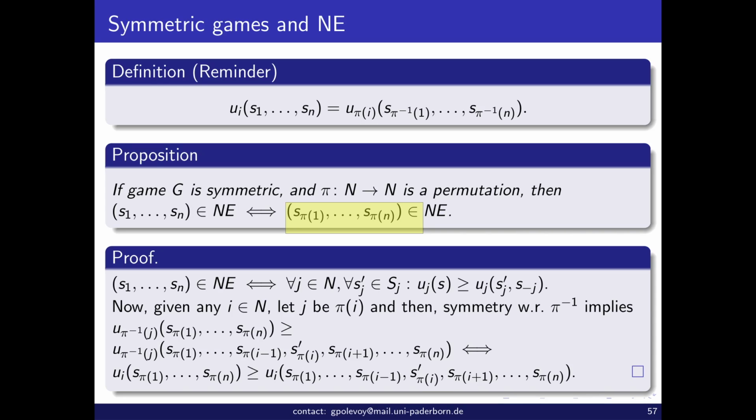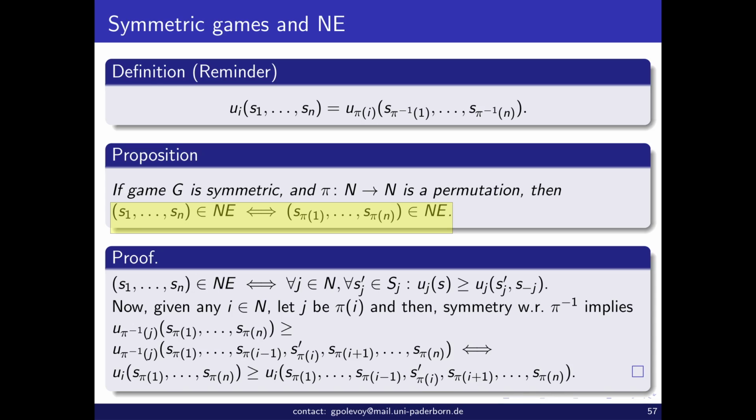Now why? The proof is quite simple again. It's a bit confusing because of those permutations, but it's very simple. So the original profile is a Nash equilibrium. That's what we assume, and then prove that the other one is. The other direction is the same, because we can just prove the same with P to the power of -1.